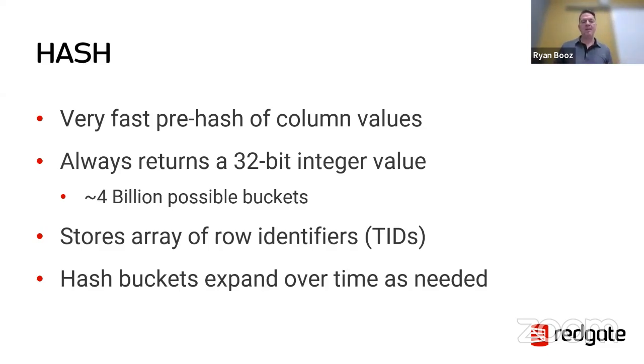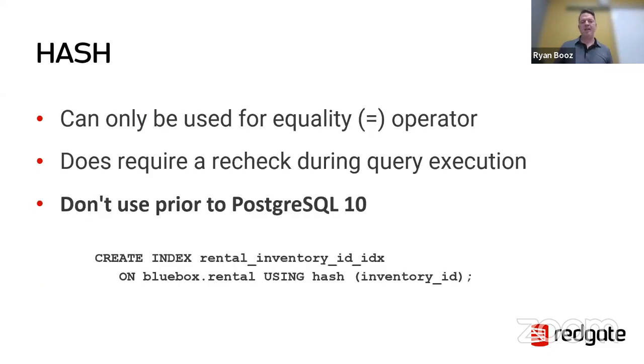Now, hash buckets start technically as 2 buckets, but it expands over time as needed. So as Postgres hashes more values, it will create more buckets to store those values in. And again, the more densely populated you have some kind of hash values, the more efficient the hash can be stored. However, one limitation is this can only be used with equality, right?